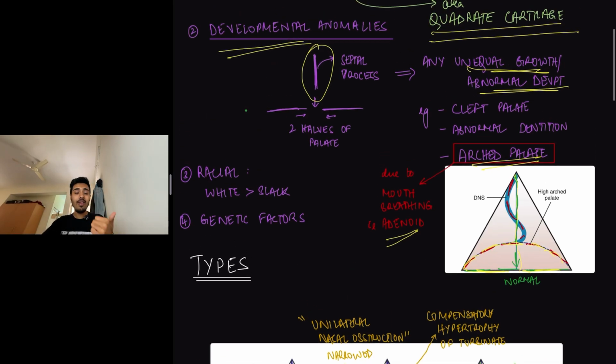So these are developmental anomalies: any unequal or abnormal growth in the two halves of the palate and the septal process can lead to deviated nasal septum. Example, cleft palate and high arched palate, which is seen in children with adenoids. Then racial factors, more common in white people than black people, and genetic predisposition to DNS. That is also important. So four causes: trauma, anterior, lateral or birth trauma; developmental anomalies, high arched palate, cleft palate; more common in white people; and genetic predisposition.